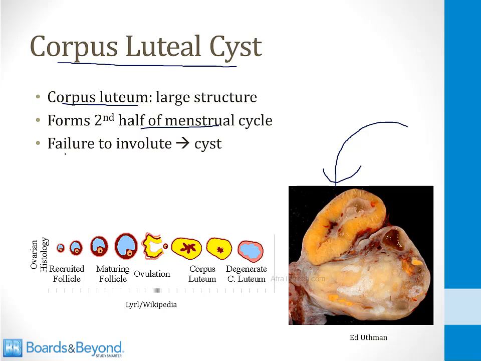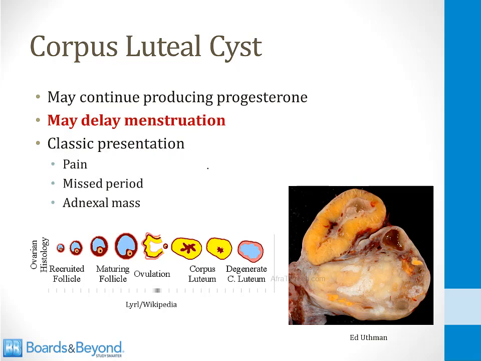The reason it has lots of yellow is because that's cholesterol being used to synthesize progesterone. So if the corpus luteum fails to involute, that can lead to formation of a cyst. Now, one thing I want to point out here is that in pregnancy, it's normal for a corpus luteum cyst to form. In other words, the corpus luteum should not degenerate in pregnancy because it is maintained by the placenta. However, outside of pregnancy, if the corpus luteum fails to degenerate, then that can lead to formation of a corpus luteal cyst.